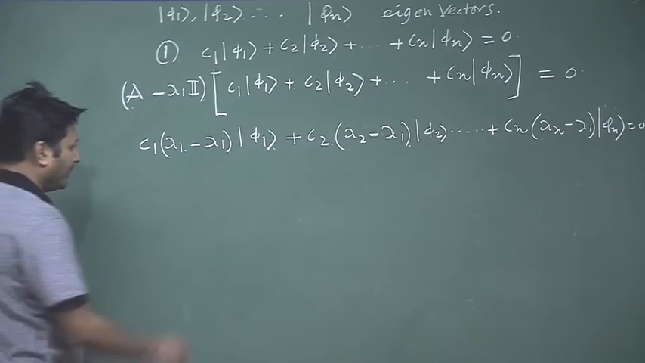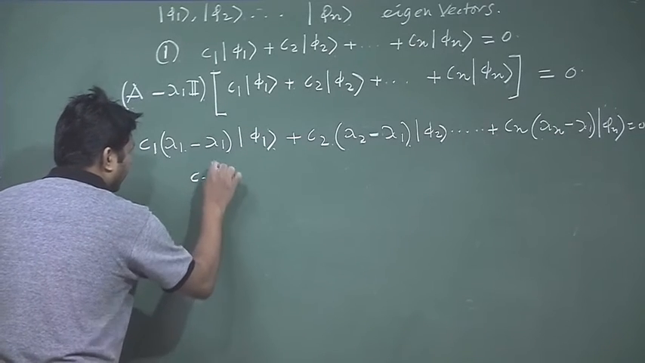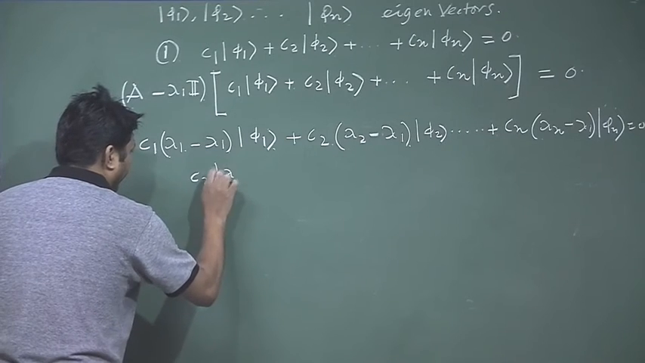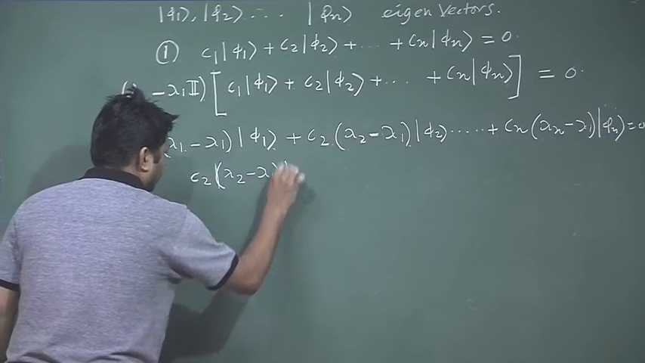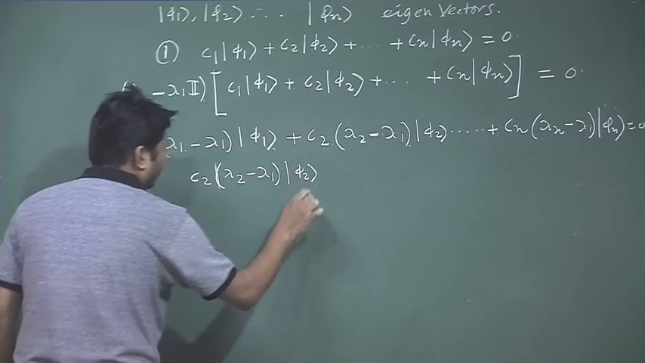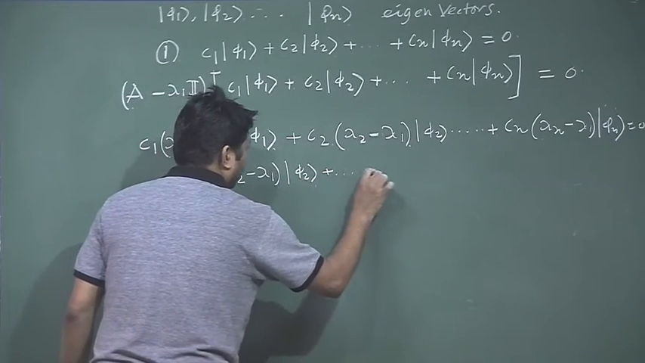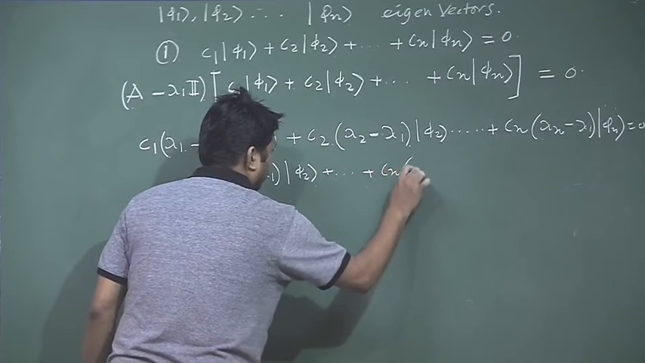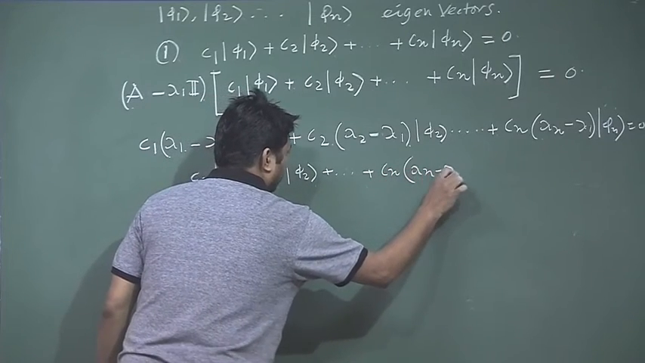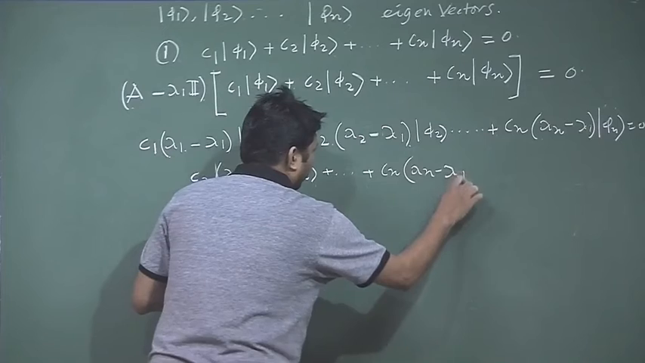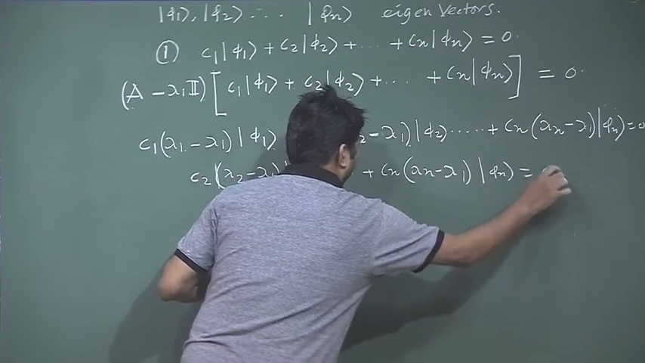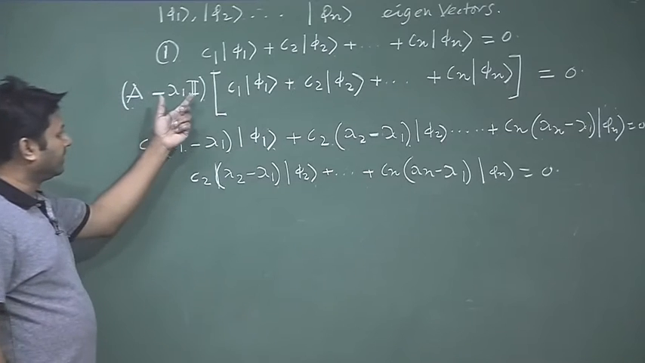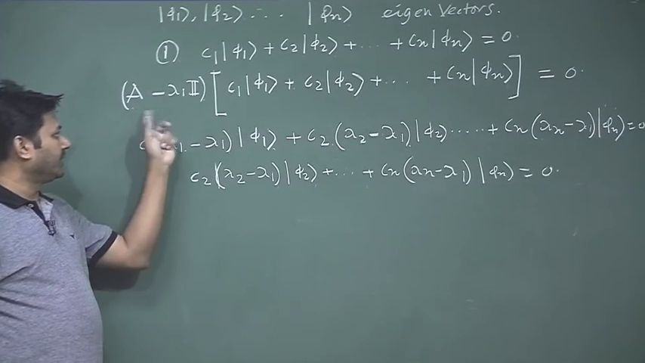I am getting a new equation, which is C2(λ2 − λ1)φ2 + ... + Cn(λn − λ1)φn = 0. This equation is coming from this to this after having this operation.